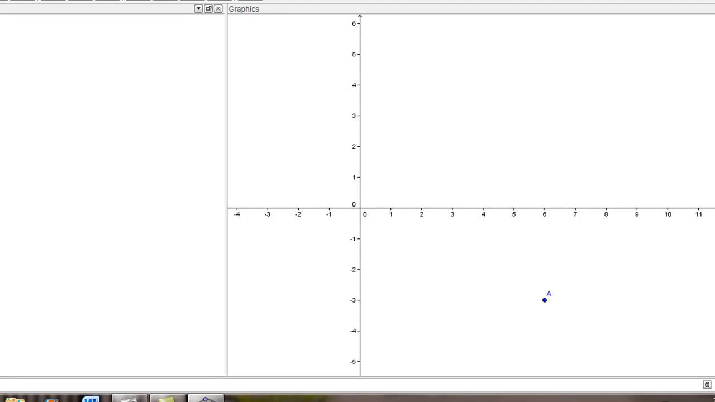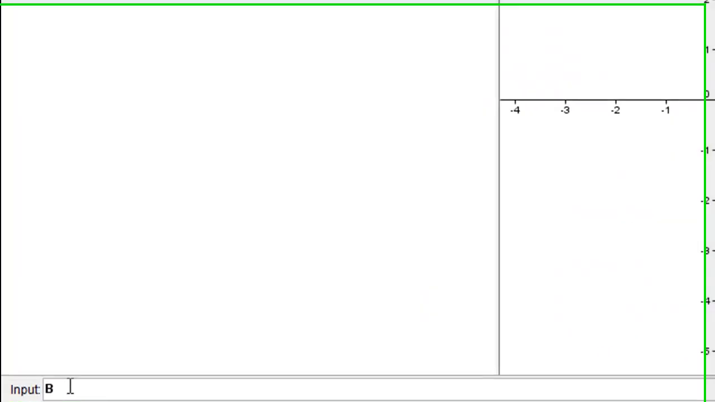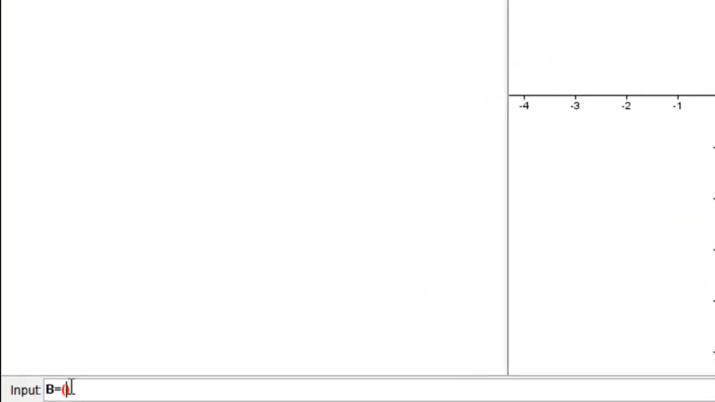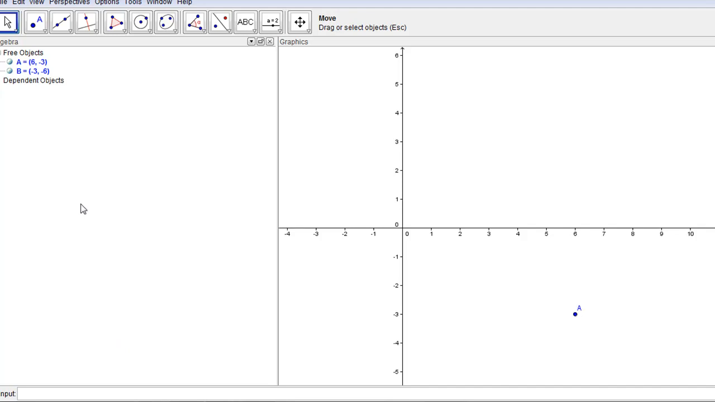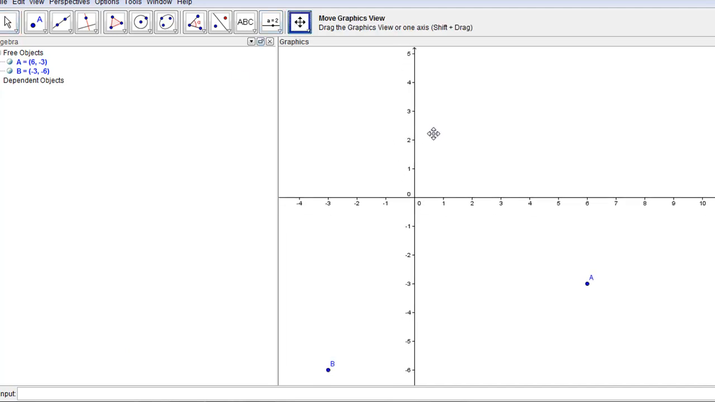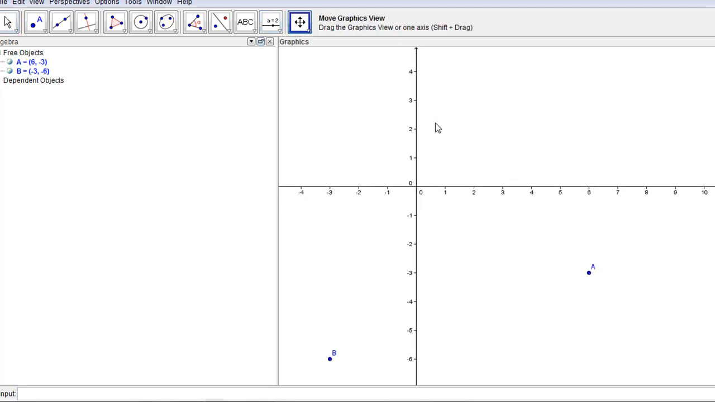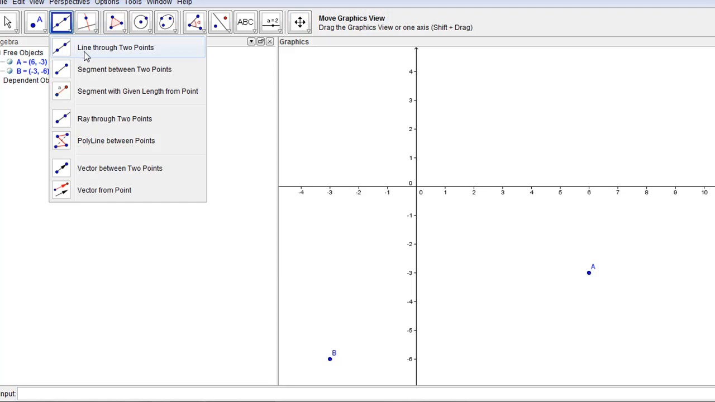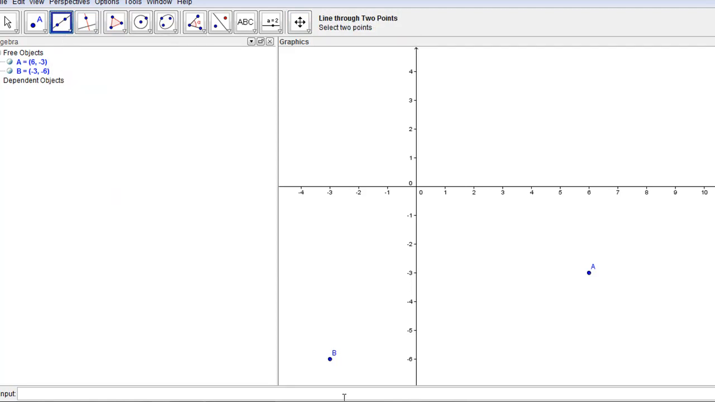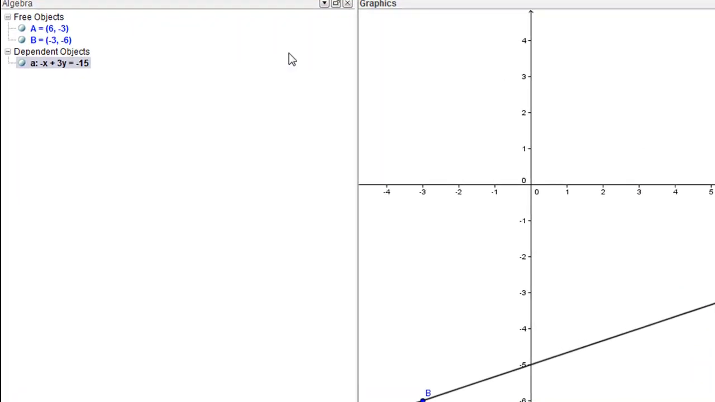And then my other point I'm going to call B. B equals parentheses, and in the parentheses I'm going to put -3, comma, -6. Hit enter. And if I move this down, you're going to see the other point. So our problem was write an equation of a line that passes through those 2 points. Up here, I can choose to do a line through 2 points. I'm going to select that, and I'm just going to click on my B, and I'm going to click on A. And what you're going to notice is GeoGebra is going to put the problem in standard form.